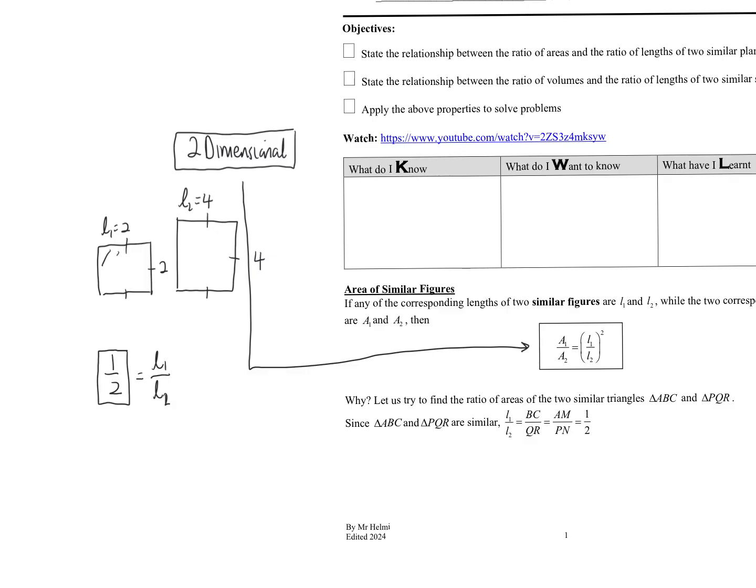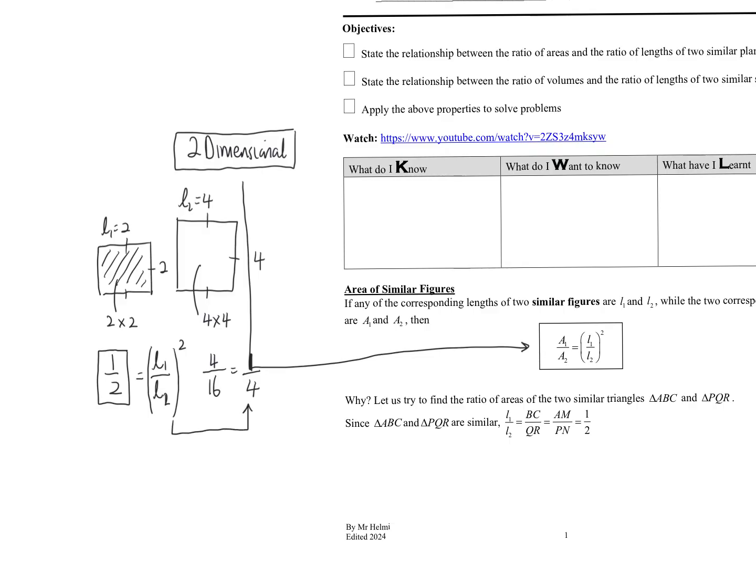But what about the area? The area will be 2 times 2 and then 4 times 4. So if I find the ratio of their area and then I simplify, it will be 4:16, which is 1:4. So actually if I want to find the ratio of the area of similar figures, all I have to do is to just square the ratio of the sides.